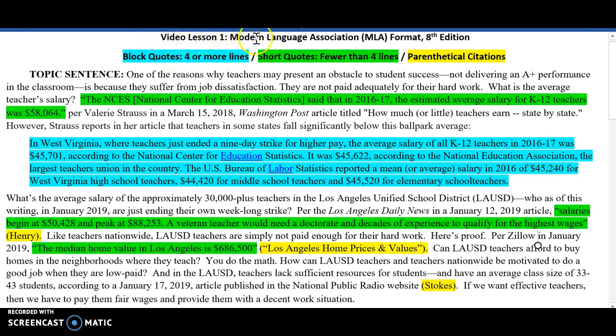Video Lesson 1, Modern Language Association MLA format, 8th edition: block quotes, 4 or more lines; short quotes, fewer than 4 lines; and parenthetical citations. In the writing below, we have one block quote. It is color-coded in blue. We have a few short quotes. They are color-coded in green. And our parenthetical citations are color-coded in yellow.